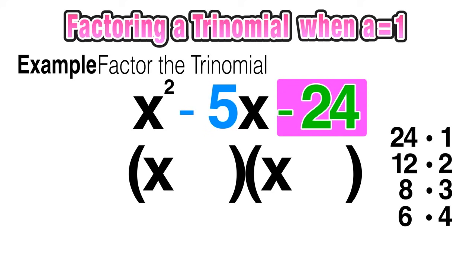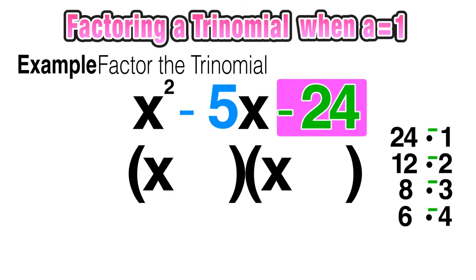Now, since the 24 is negative, we have to assign a negative value to one of each factor. We can't do both because a negative times a negative would result in a positive. So either the first value is negative, while the second value is positive, or the other way around, where the second value is negative and the first value is positive. Now, our decision as to where to put that negative sign really depends upon finding which two values will have a sum of negative 5.